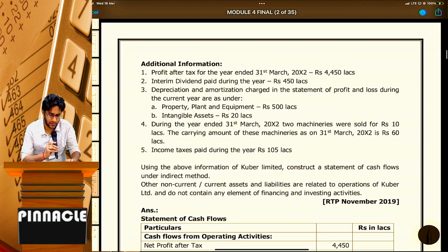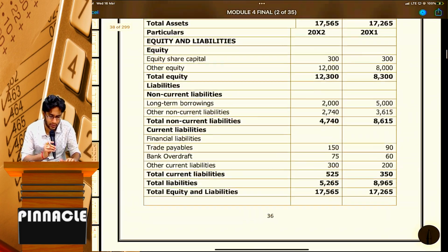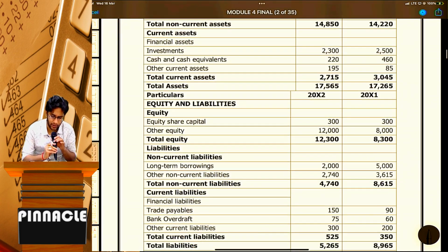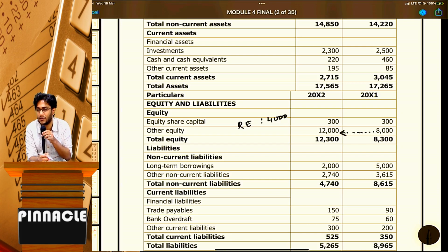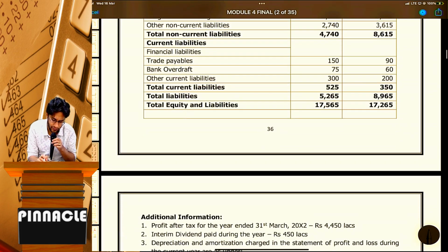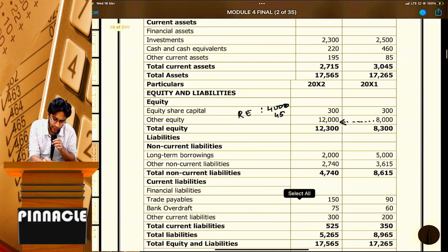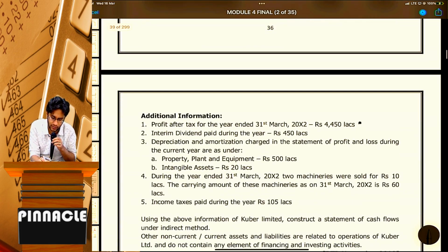Sir, imagine if that fellow does not give you profit after tax, how will you work it out? Go to other equity. From 8,000 this became 12,000. So retained earnings increased by 4,000. If retained earnings increased by 4,000, you cannot say that is the current year PAT. But retained earnings can have further adjustments, like any interim dividend and all. If somewhere there is a dividend, how much is the dividend? 450, yeah? 450 you add back. Now you will have 4450. That's the profit he gave you. So even if it is not given, you should be able to work out your PAT.